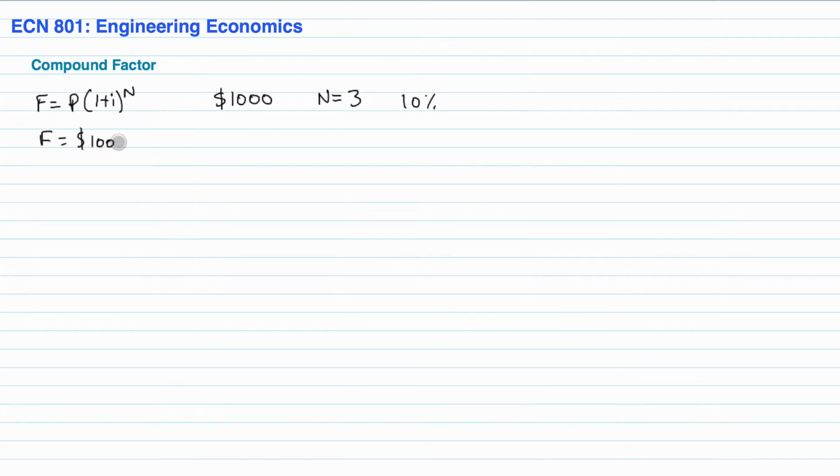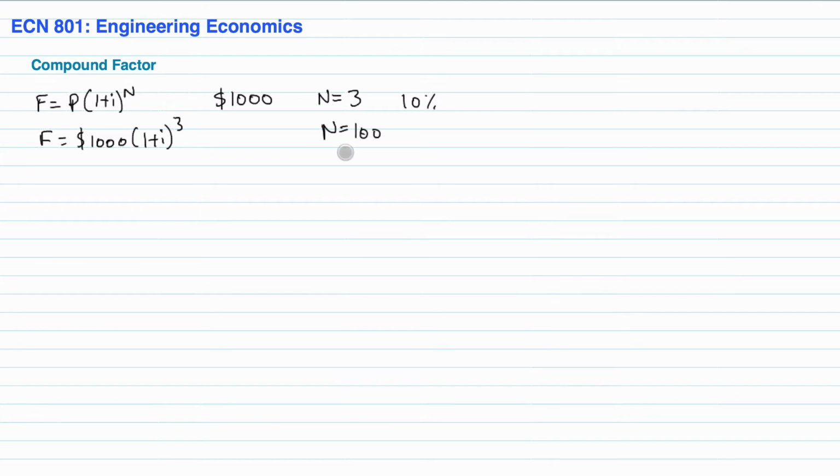1,000 times (1 plus i) to the power of 3. Now, back when calculators didn't exist, they would have to expand this out and solve for F, where i is 10%. Now, that's only the third period. What if n is equal to 20 periods, right? Or 100 periods? That's when things get complicated.